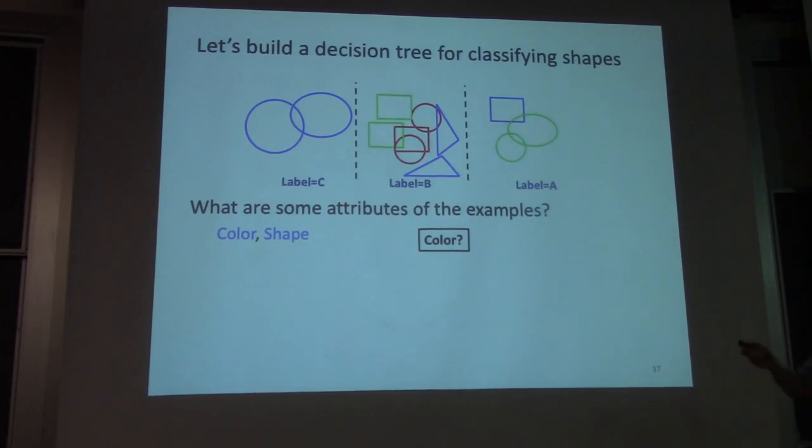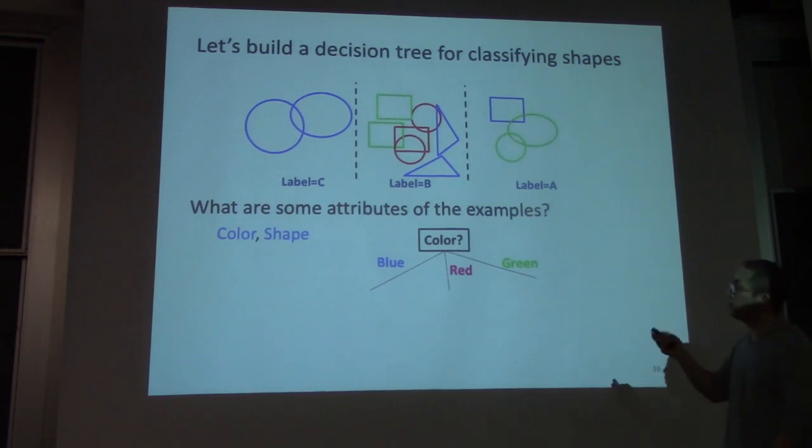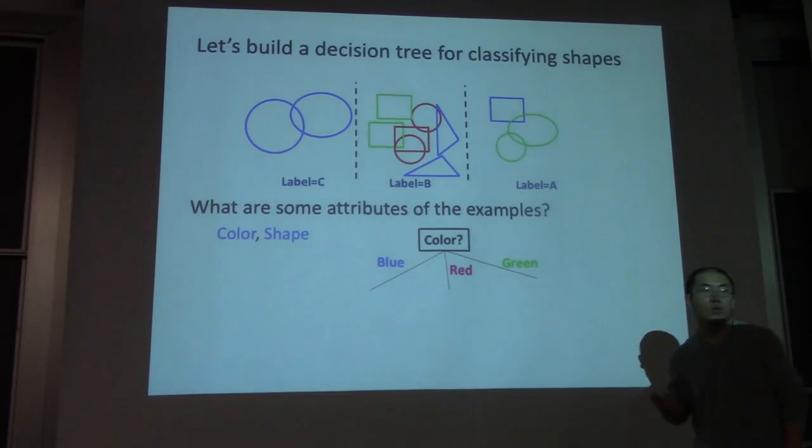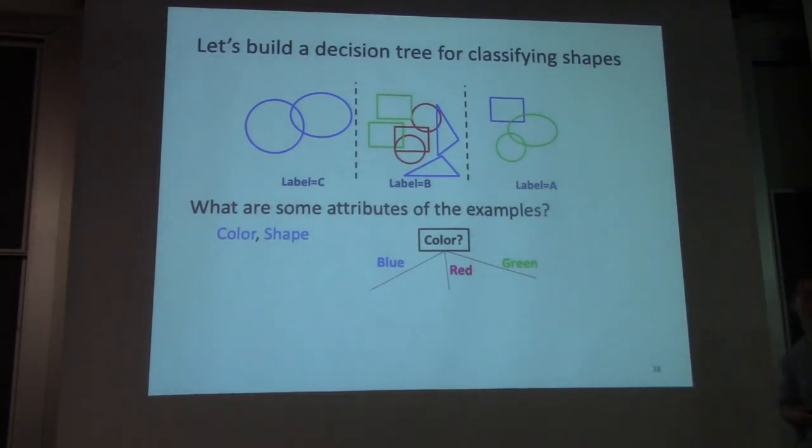3 colors, right? Red, blue, and green. So we create 3 branches: blue, red, green. And then all the examples which have the same color, we put in one subset, which corresponds to 3 new nodes, right?